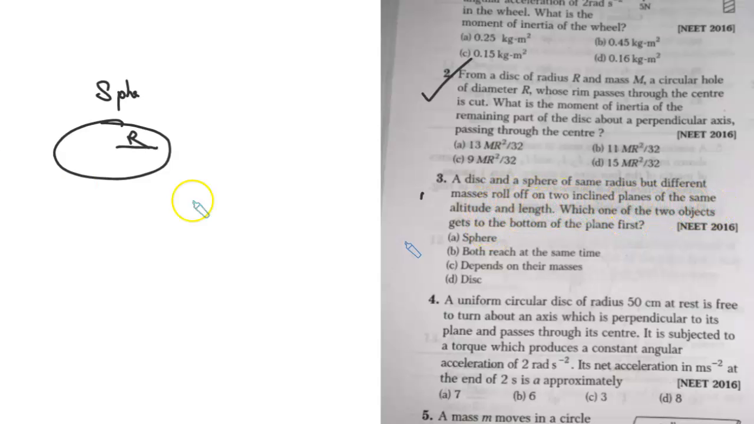But the masses are different. Let us say the disk has mass m1 and the sphere has a different mass, m2. They roll on two inclined planes of the same altitude and the same length. Altitude is the height from the horizontal.